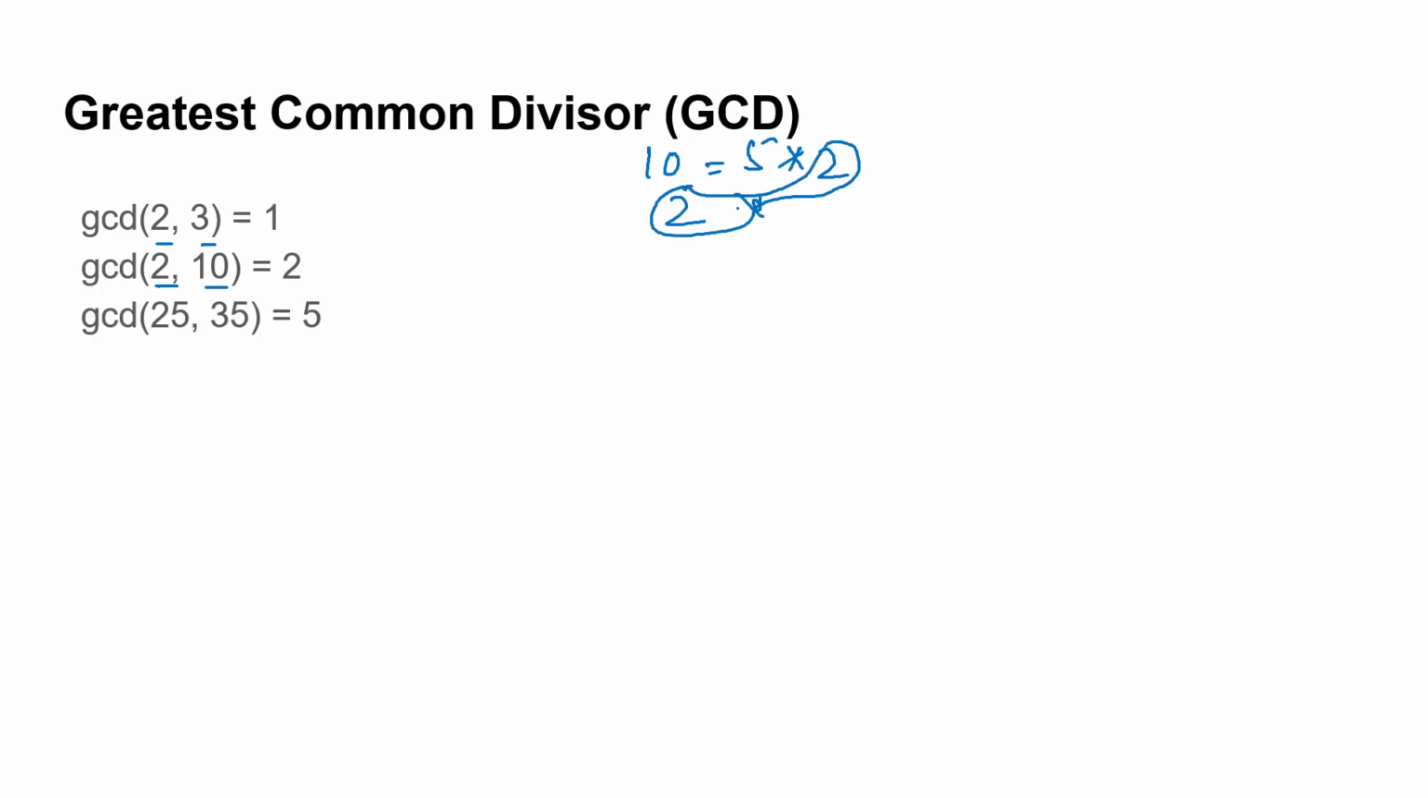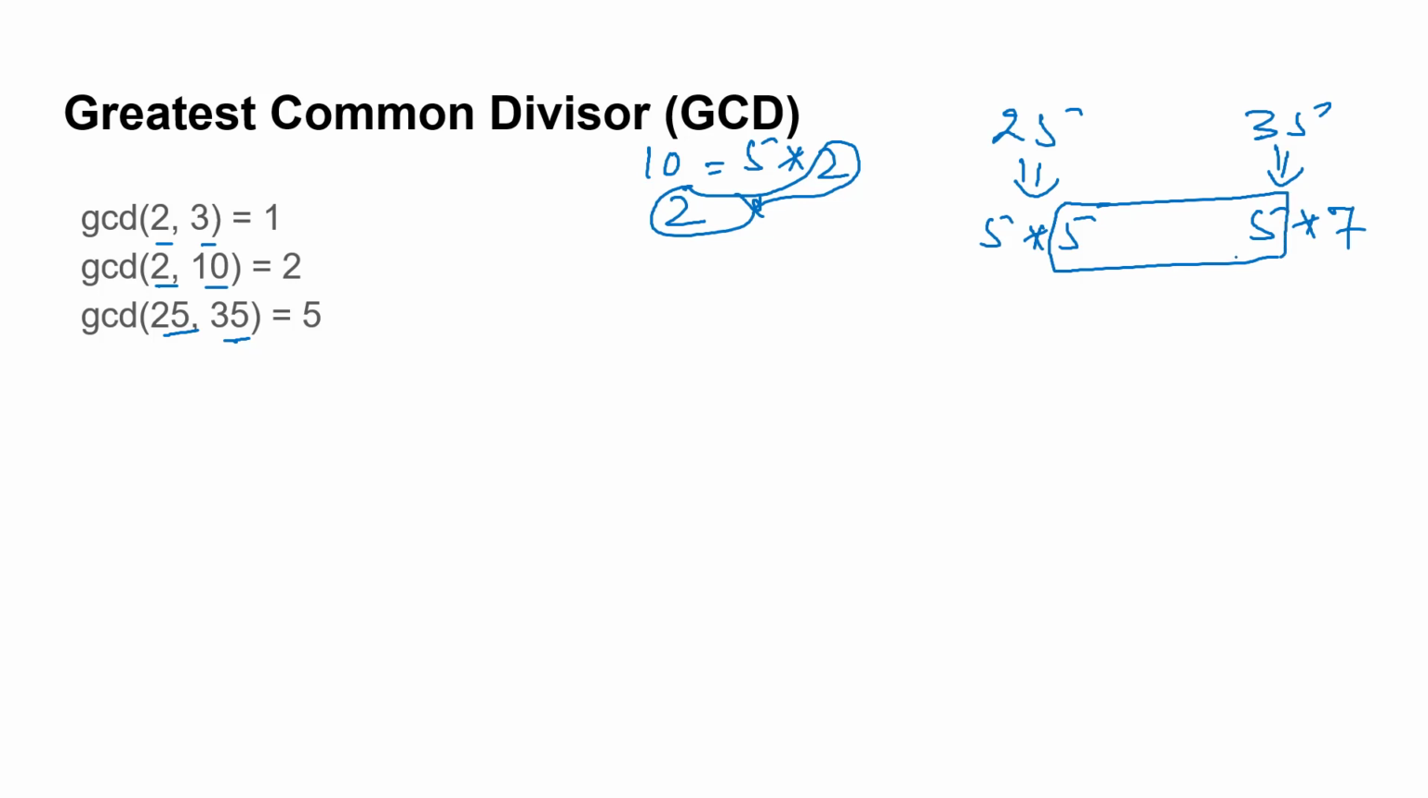Let's have a look at more examples. 25 and 35. You can factorize 25 as 5 multiplied by 5, and 35 is 5 multiplied by 7. So here the greatest common factor we have is 5, so the GCD is 5 here.